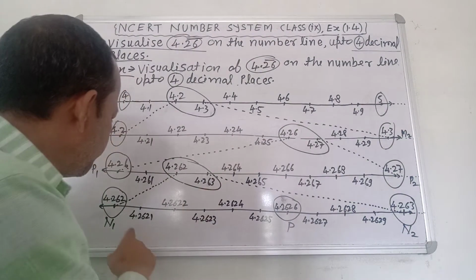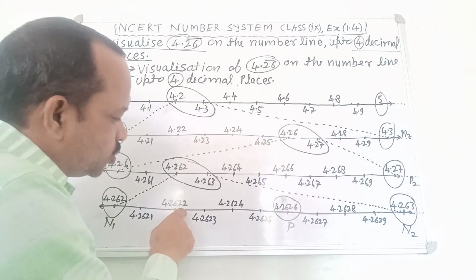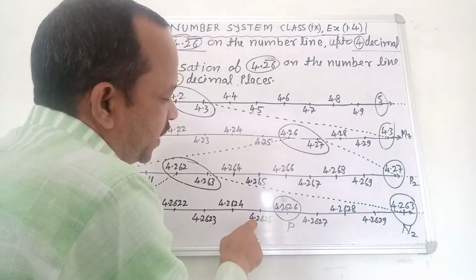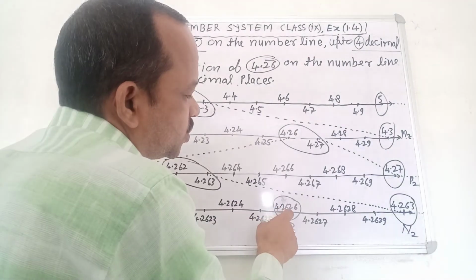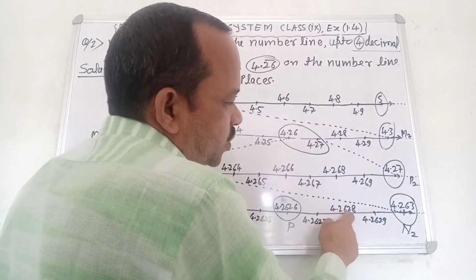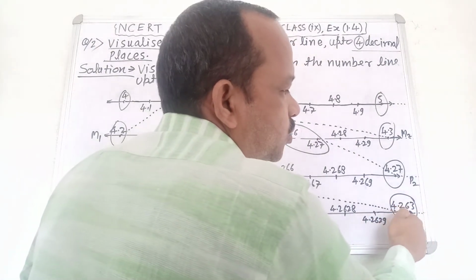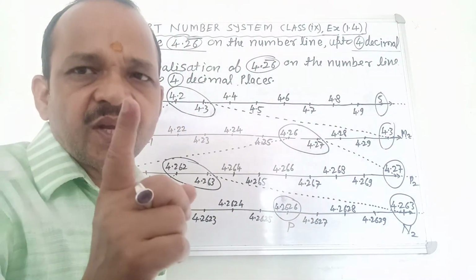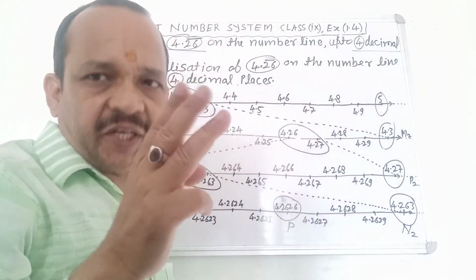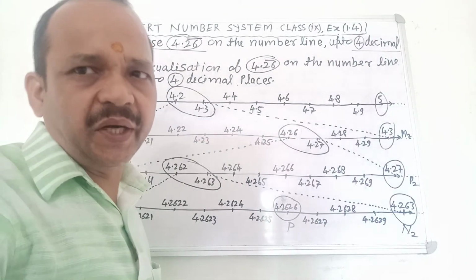See the board. Here 4.2621, 4.2622, 4.2623, 4.2624, 4.2625, 4.2626. Here 4.2627, 4.2628, 4.2629 and here 4.263. Your answer is 4.2626 till 4 decimal places.